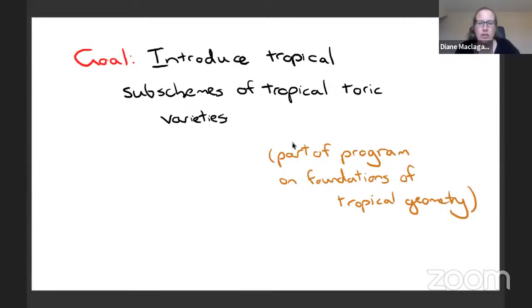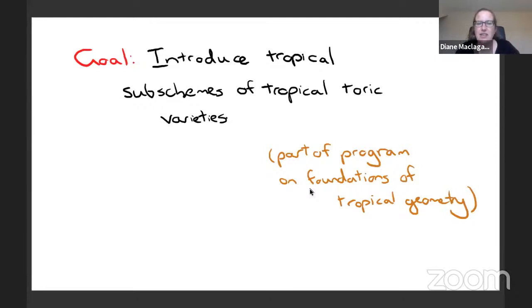So the goal of the talk is I want to introduce tropical subschemes of tropical toric varieties. That's not meant to make any sense yet, but this is part of a program that I've been part of for the past 5, almost 10 years, on the foundations of tropical geometry. Tropical geometry is a fairly new area at the interface between algebraic geometry and combinatorics, and it's aiming to consider algebraic geometric questions using combinatorial techniques.